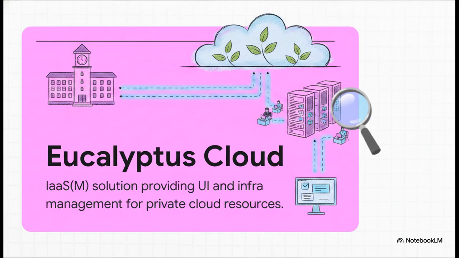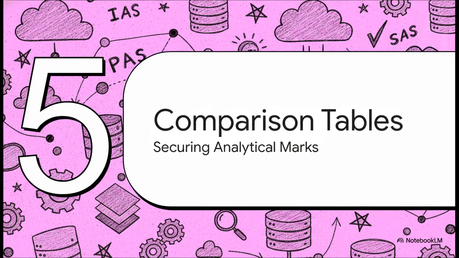To lock in your 6 marks, use this exact scenario. Imagine a university department installing Eucalyptus on its existing computer cluster to create a private cloud. This provides students with on-demand virtual machines, entirely eliminating the need for the university to buy dedicated hardware for every single student. Section 5. High-scoring comparison tables. This is where you secure those big analytical marks.